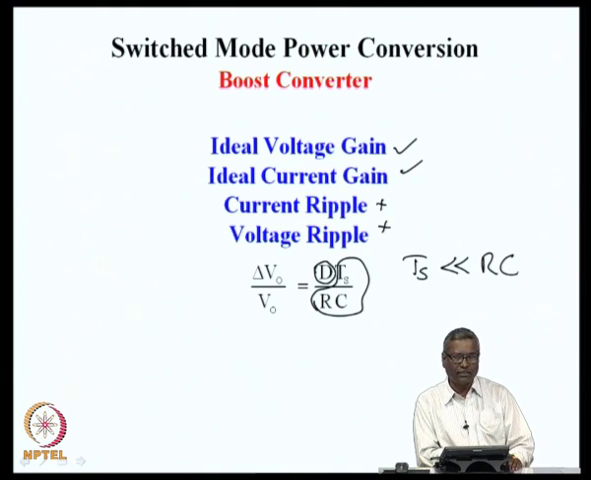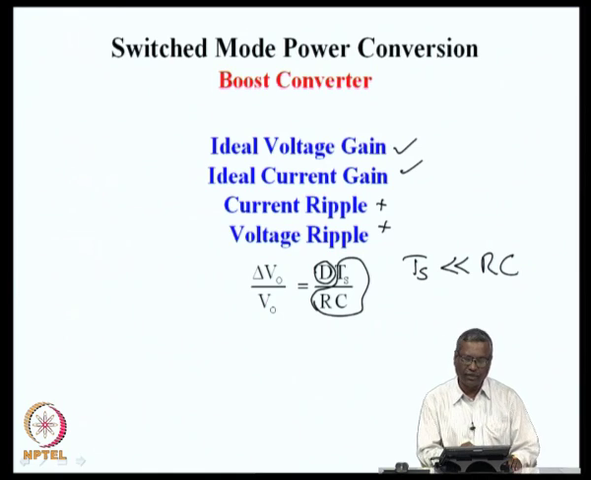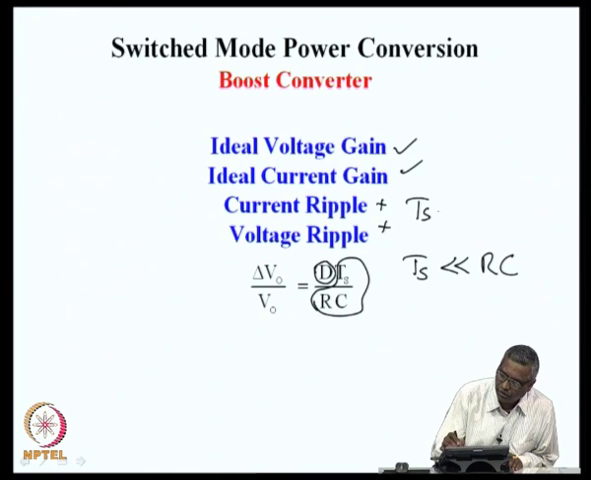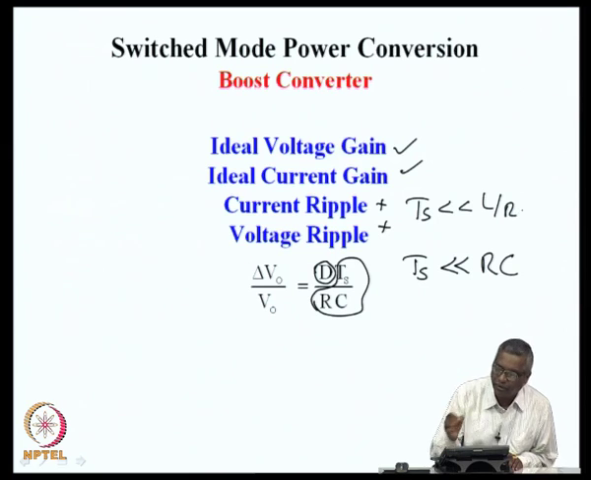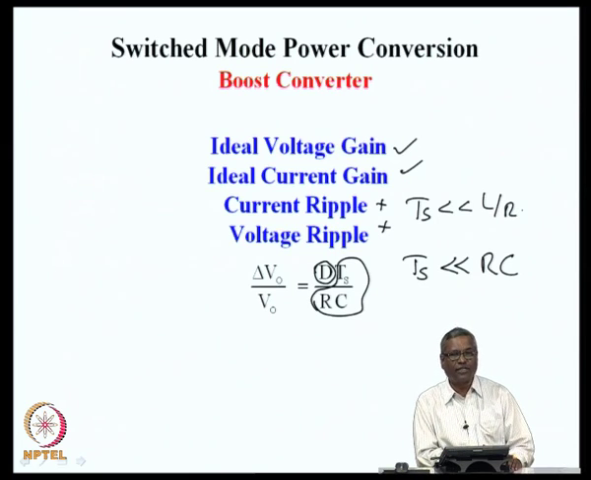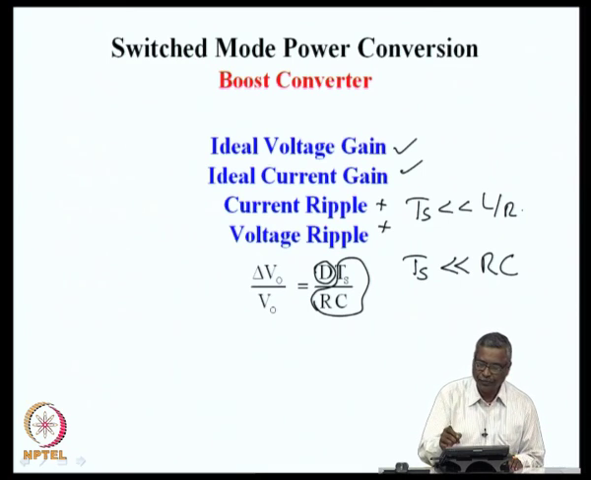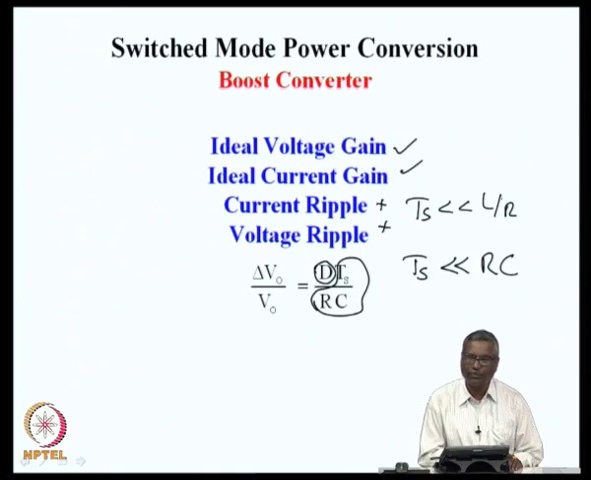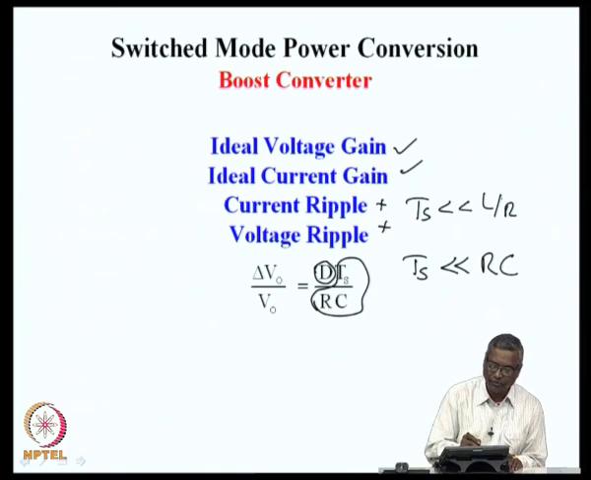So, we had seen that this converter boosts the voltage with the ratio of 1 by 1 minus D, and the current gain is also 1 by 1 minus D. The current has undesirable ripple, the voltage has undesirable ripple: the current in the inductor, the voltage across the capacitor. These undesirable ripples can be made as small as possible if we make the switching period very small compared to the L by R and R by C time constants of the converter.